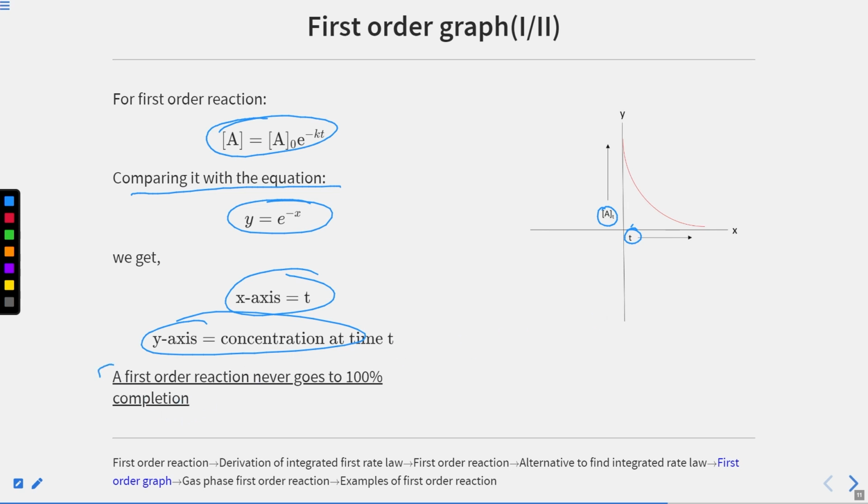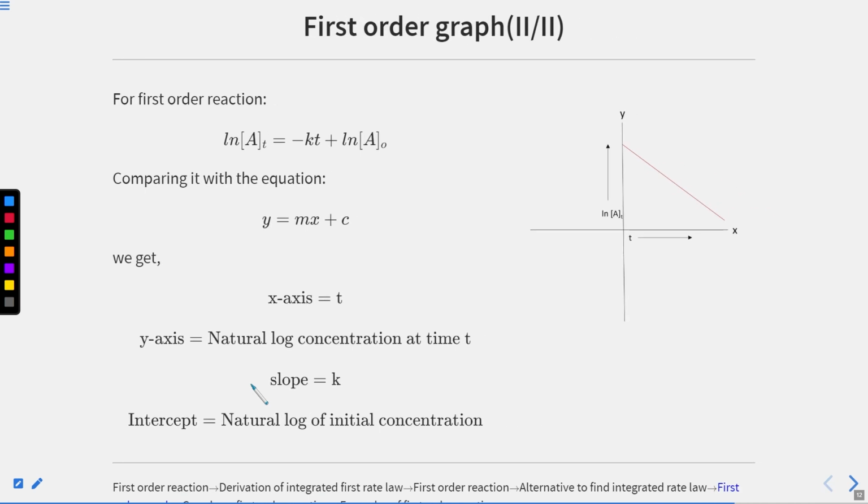So this is a very important point, that a first order reaction never goes to 100% completion. Means a first order reaction never completes itself. Is this clear? This is a very important point, that a first order reaction never goes to 100% completion. Next thing you have to deal with is this second graph. So what does this second graph suggest?